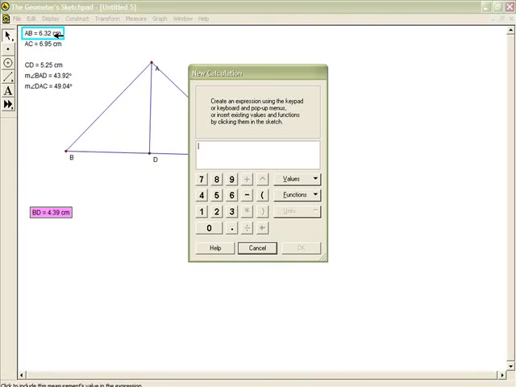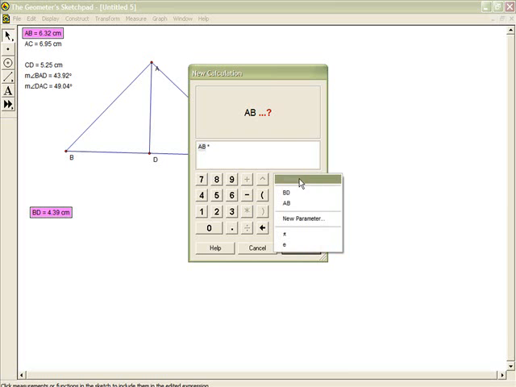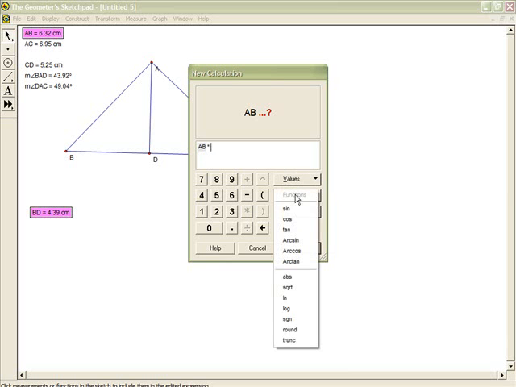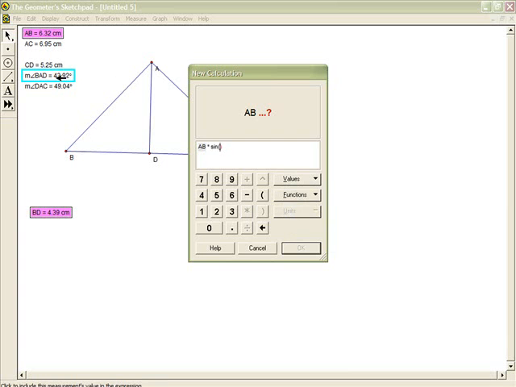You'll want to take AB times the sine, and that's in functions, times the sine of BAD. And then we want to divide that by AC times the sine, and go back to functions, of DAC. And we might want to put parentheses on here just so it reads it properly.